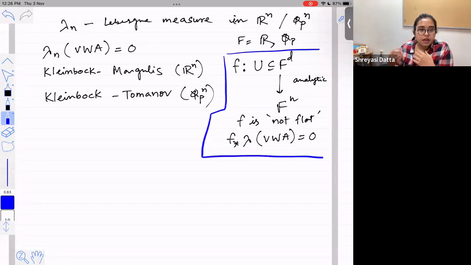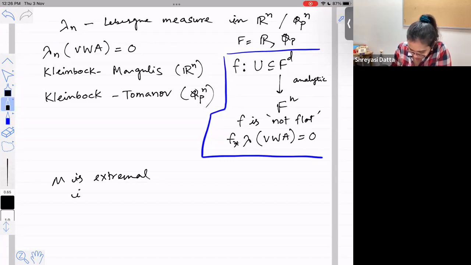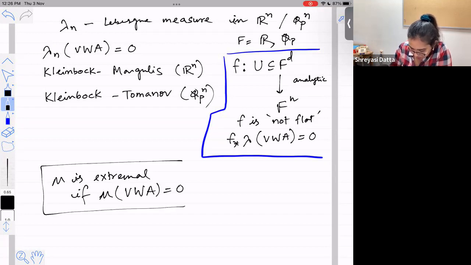Now that we know that volume measures on submanifolds satisfy this property that very well approximable is 0, I'm going to refer to any measure which satisfies this property as extremal. So mu is extremal if mu, let's say a measure in R^n or Q_p^n, of the very well approximable set is 0, then that's the definition. Okay, so now the question is, other than this kind of measures, when can you say that the measures are extremal?